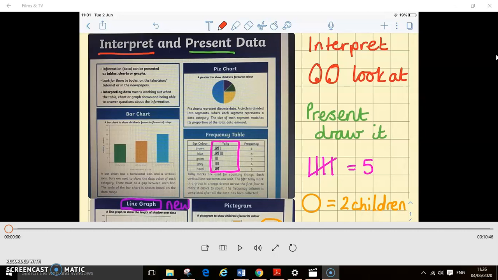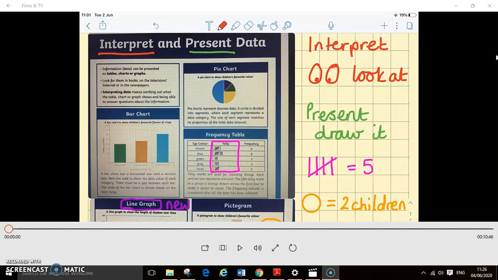Now, we have visited data before. We do know a little bit about data, and I know that this year in Year 4 we have already had to create and present data in a bar chart for science, and we've had to interpret that data as well to draw our conclusions. So I thought we'd just start by looking at some examples of different ways that data is presented or information is presented as tables, charts or graphs.